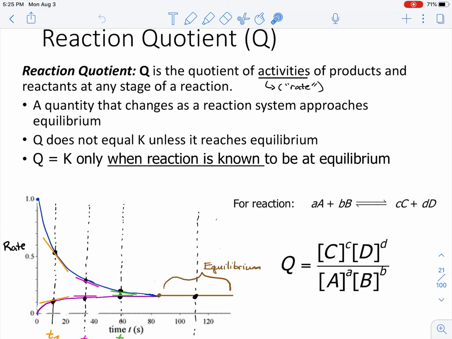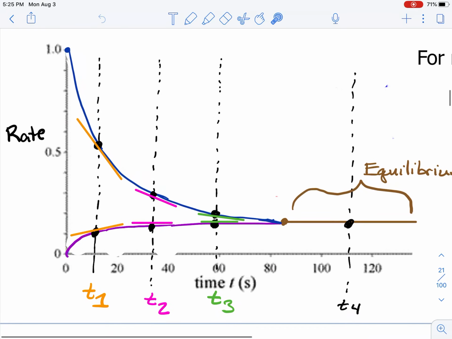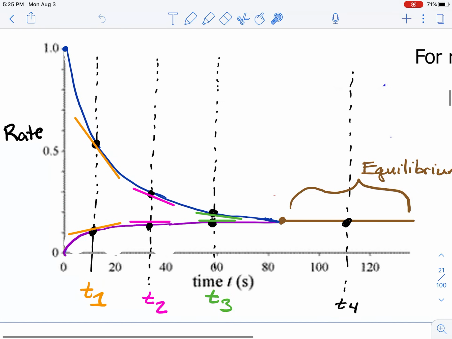And so it turns out that the actual value, the quantity that would represent Q, is not constant like the equilibrium constant. And so the reaction quotient Q, its value changes as the reaction system approaches equilibrium. And so for us to better understand both these points, I want to go ahead and draw your attention to this graph that's found in the bottom left corner of the screen.